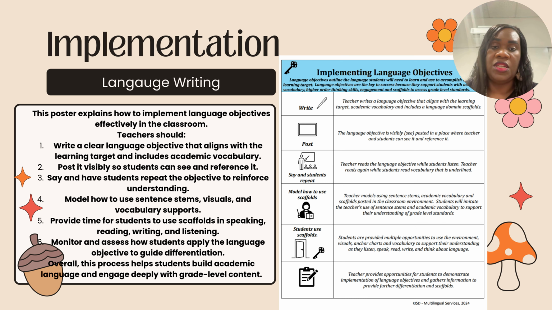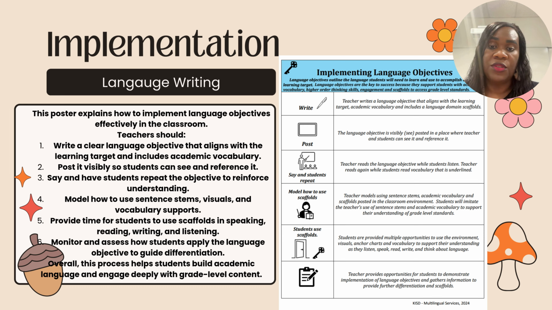The next document is the implementation of the language objectives, which is focusing on language writing. This poster explains how to implement language objectives effectively in the classroom. Teachers should, number one, write a clear language objective that aligns with the learning target and includes academic vocabulary. Number two, post it visibly so students can see and reference it. Number three, say and have students repeat the objective to reinforce the understanding.